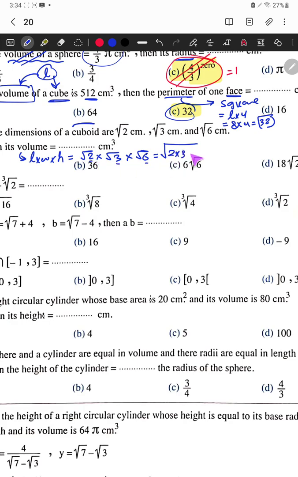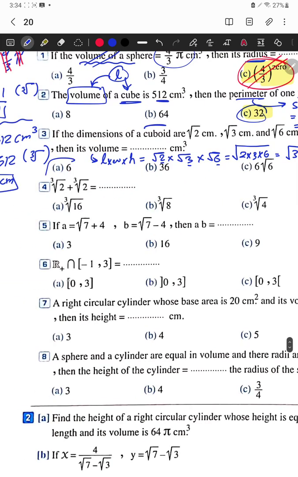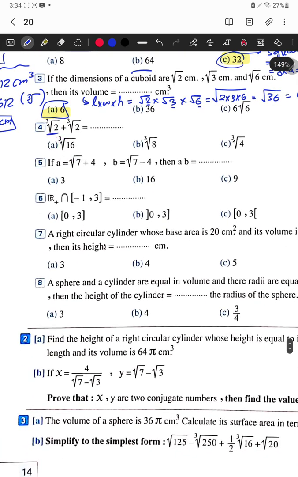2 times 3 times 6. 2 times 3 equals 6. 6 times 6 equals 36. And then √36 equals 6. And you can solve it by many ways instead of this way. So now the next question, cubic root 2 plus cubic root 2 equals 2 cubic root 2.